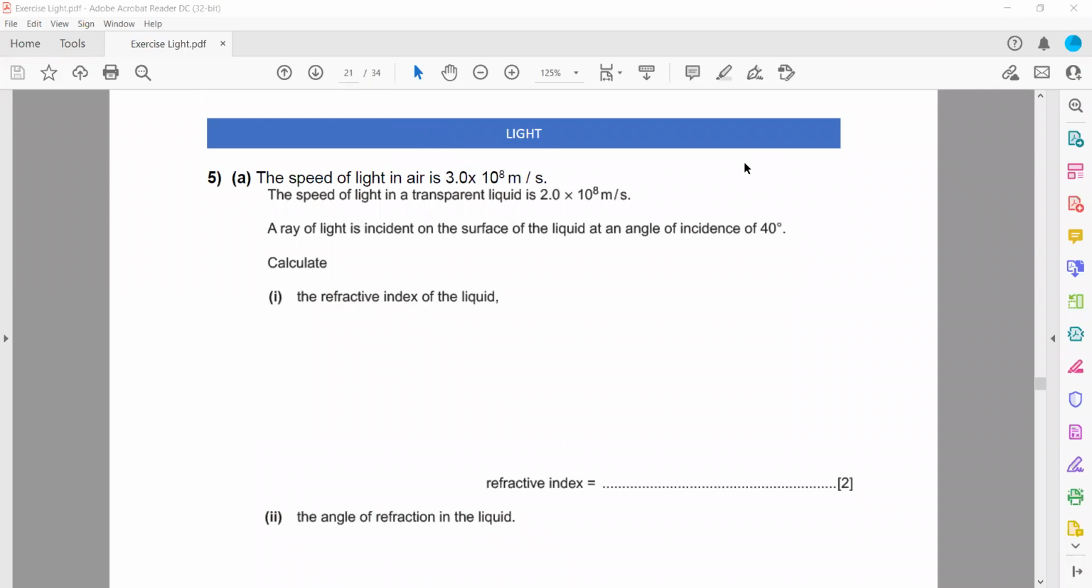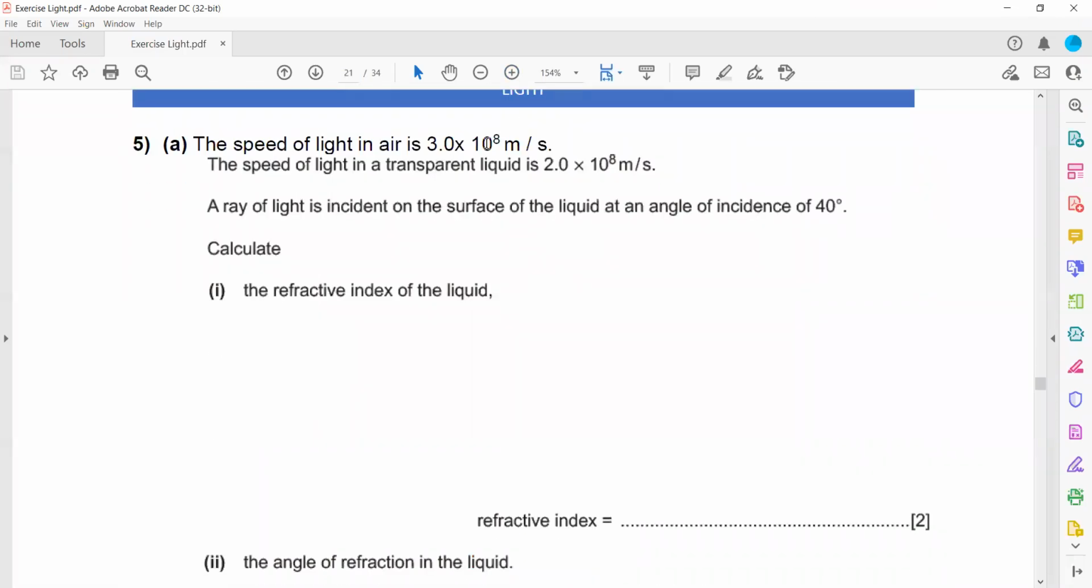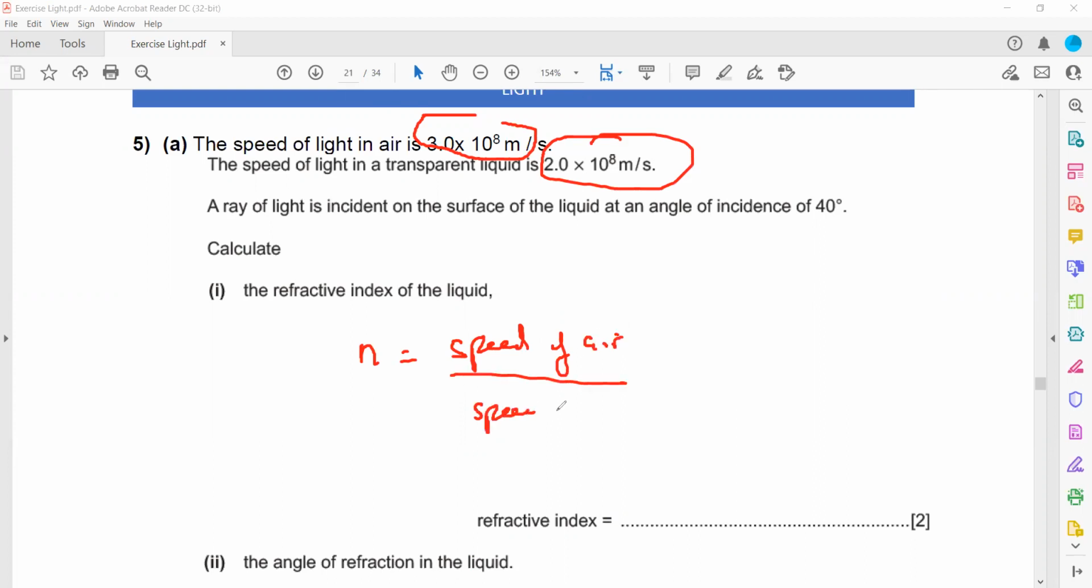In question 5, the speed of light in air is 3 exponent 8 and the speed of light in a liquid is 2 exponent 8. We have to calculate the refractive index. So refractive index equals speed of light in air or vacuum divided by speed in the medium. Speed of light in air is fixed, 3 into 10 to the power 8, and speed in the medium is given, 2 into 10 to the power 8. So when we simplify, we get 1.5.